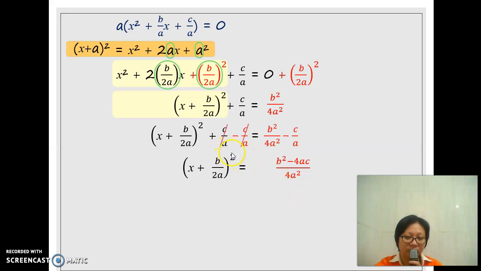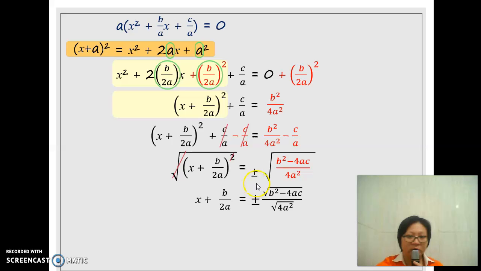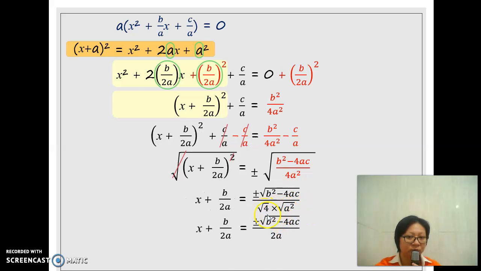And then I'm going to remove the square on the left side. So I put the square root on both sides here and put the plus or minus sign on the right side. I also can separate the square root of the numerator and the square root of the denominator like this. And not only that, I can move the plus or minus sign in front of the numerator, and I can separate the square root of 4 and the square root of a squared like this, and then simplify into 2a.